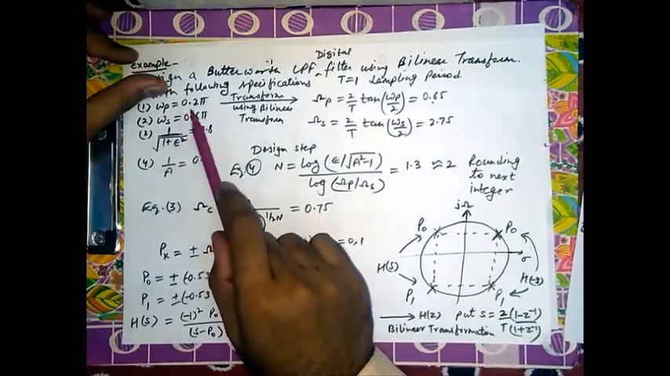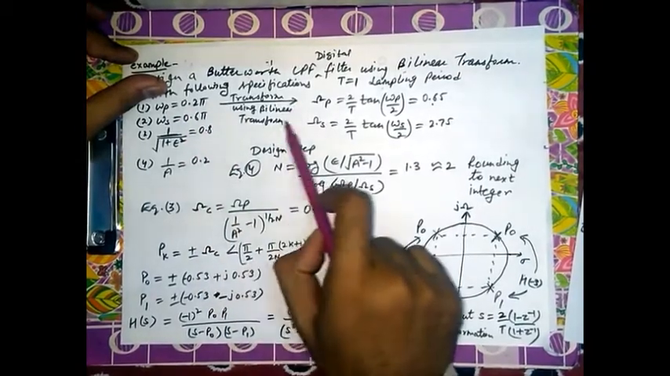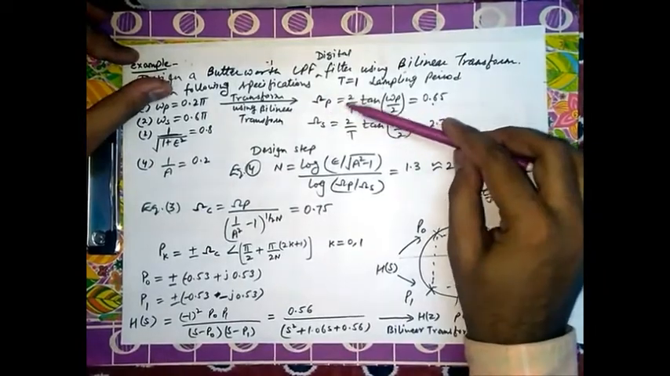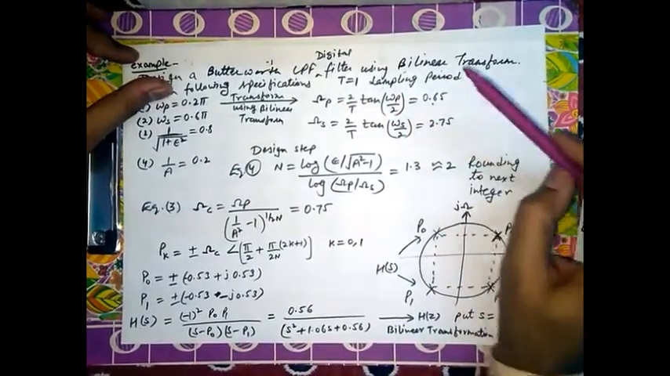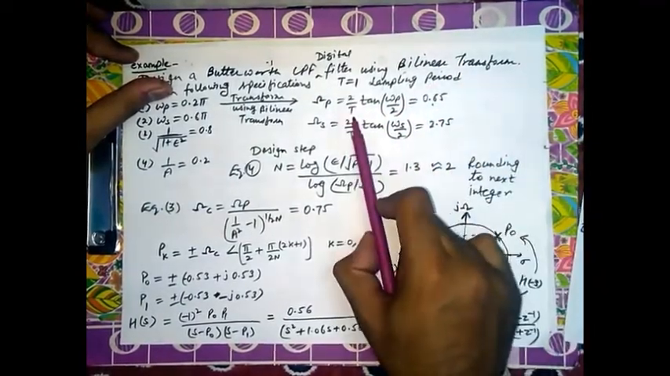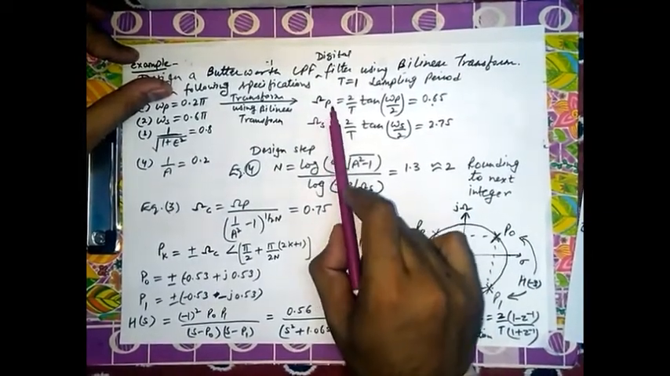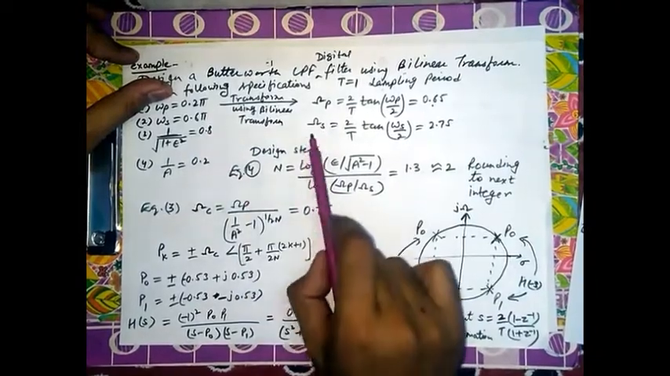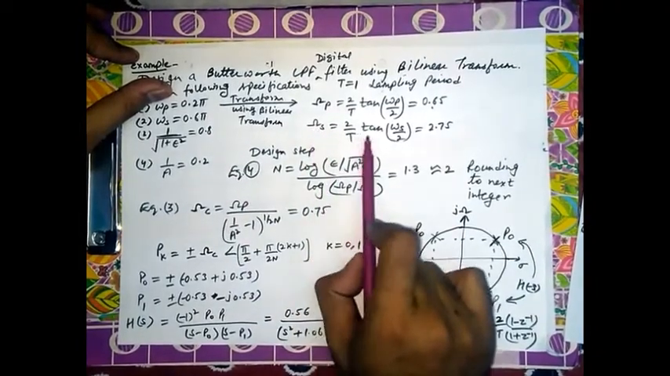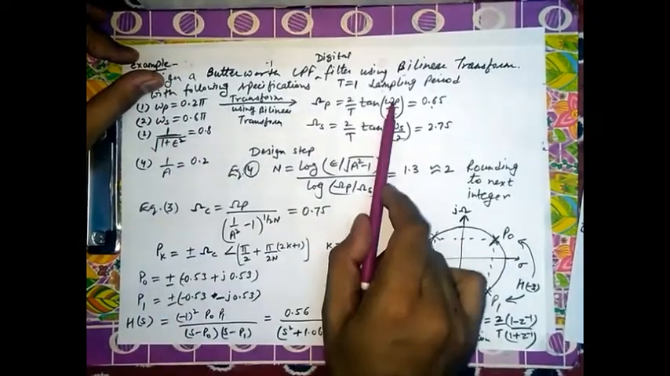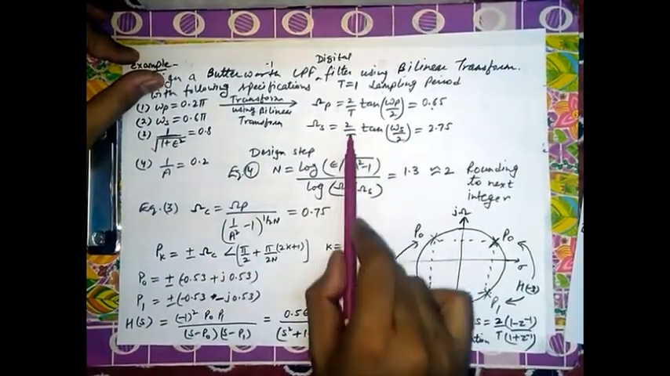From omega p equal to 0.2 pi, we can transform using the bilinear transformation. You know the bilinear transformation: omega_analog equals 2 by T tan of omega by 2, and T is given as 1. So the equivalent analog frequency for the pass band is 0.65, and the equivalent analog stop band frequency will be 2.75, using this transformation formula, putting omega p, omega s, and T equal to 1.